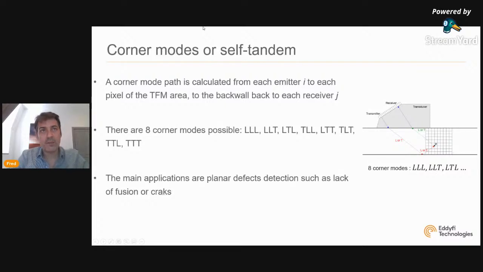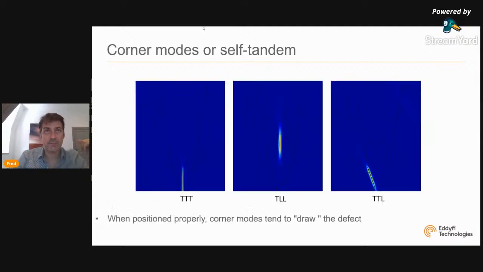What are the typical applications? It's detection of planar defects, such as lack of sidewall fusion or cracks. Those modes are really looking at the specular echo perpendicular to this planar defect.